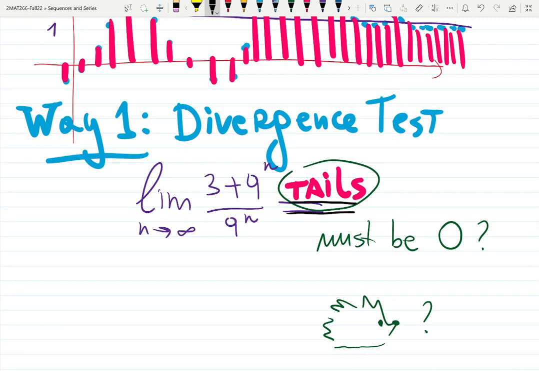If it is 0, other tests are required. Do you understand that? If it's not 0, then that's it. The answer is there. So what was the limit again? 1. And it's not 0.